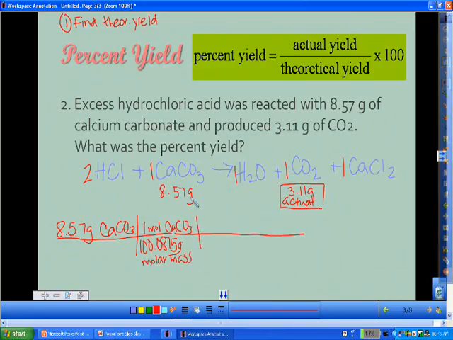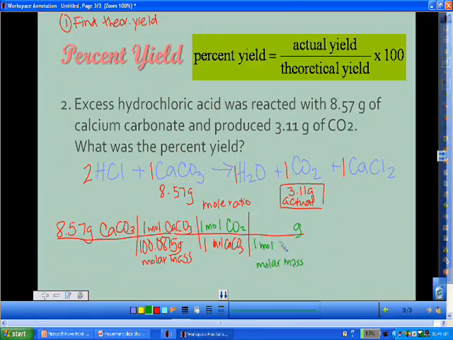Now that we are in moles of calcium carbonate, if we want to go from moles of calcium carbonate to moles of carbon dioxide, we must use the mole ratio. Remember, the mole ratio comes from the balanced equation. So we see that we have 1 mole of calcium carbonate to every 1 mole of carbon dioxide. And then our last step is to look and see, okay, we just need to find grams. We're going to use molar mass of carbon dioxide to find the number of grams.